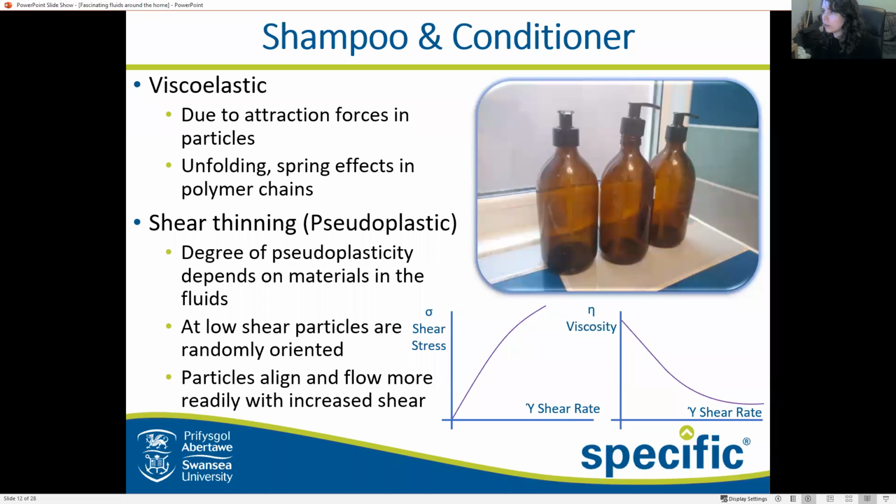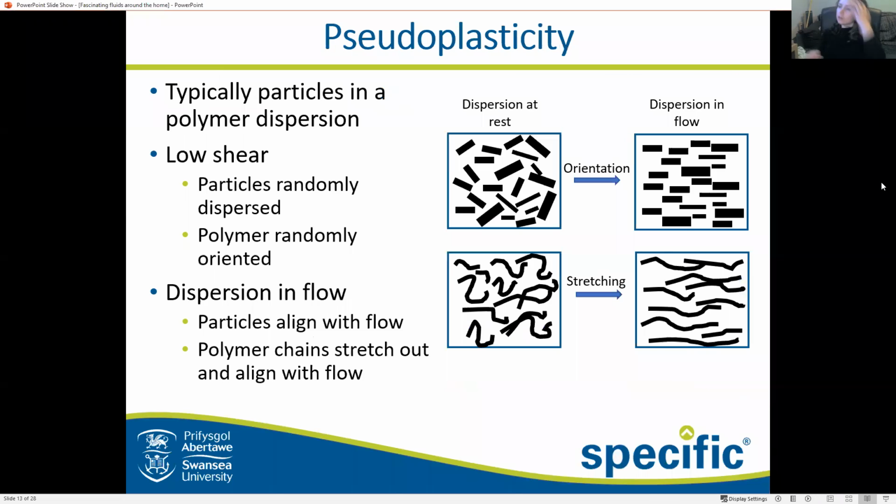So how exactly does this work? Pseudoplastic fluids, so shear thinning fluids, typically contain particles in a polymer plastic dispersion, as is the case for shampoos and conditioners. When they are at low shear, so when they're resting, the particles can be randomly dispersed at a variety of different angles, and the polymer chains, which are long, elastic chains, can be all coiled up and not stretched out.